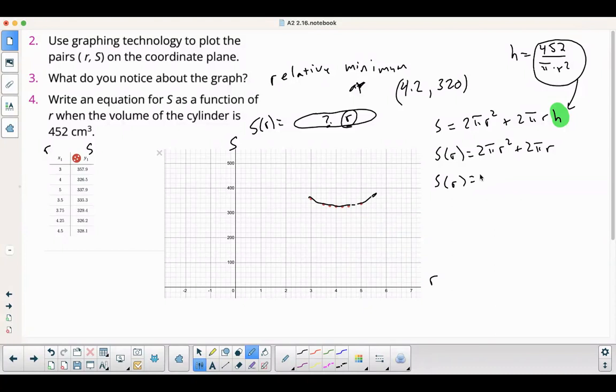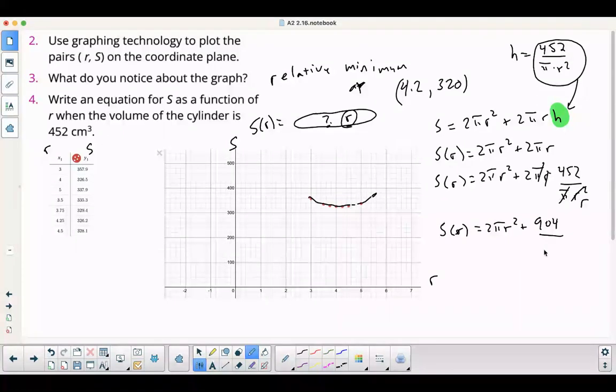So S of R equals 2 pi R squared plus 2 pi times 452 over pi R squared. Now, when I'm multiplying here, this pi, oh, I forgot my R. That pi can cancel, and this R can cancel with one of these R's. So my final simplified answer is S of R equals 2 pi R squared plus, I can multiply 2 times 452, which I think is 904. So 904 stays in the numerator over R. So there is my final answer.